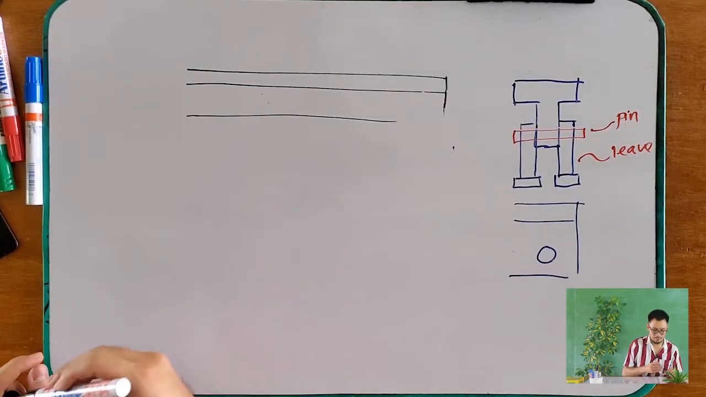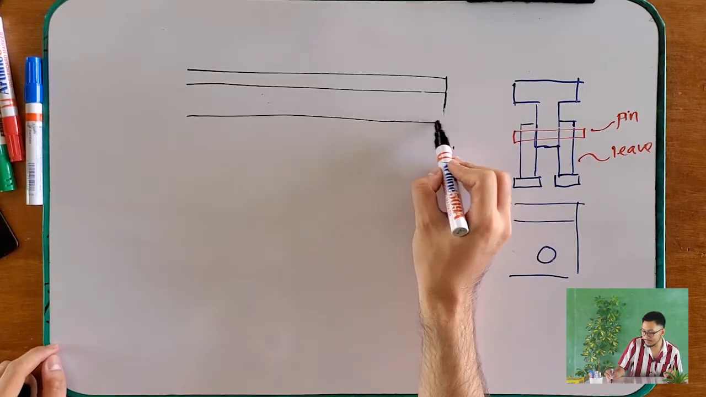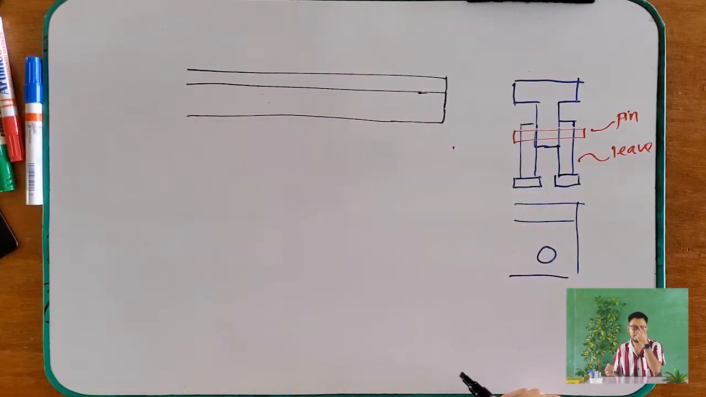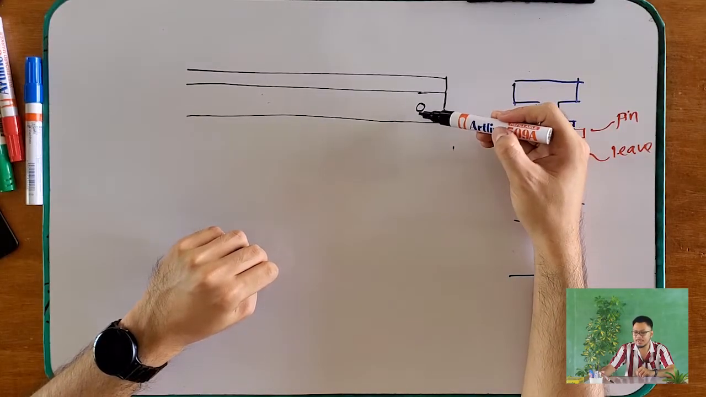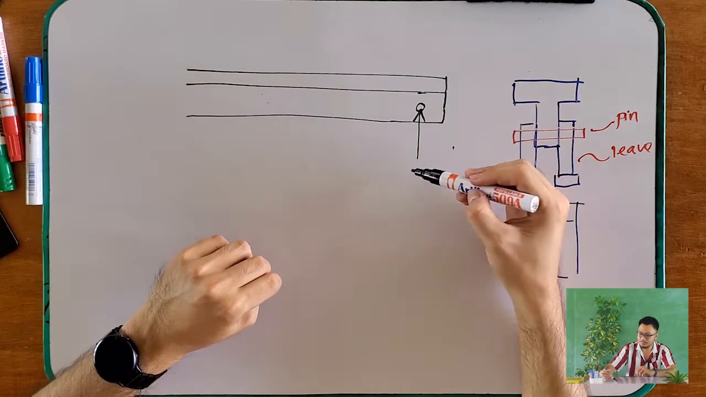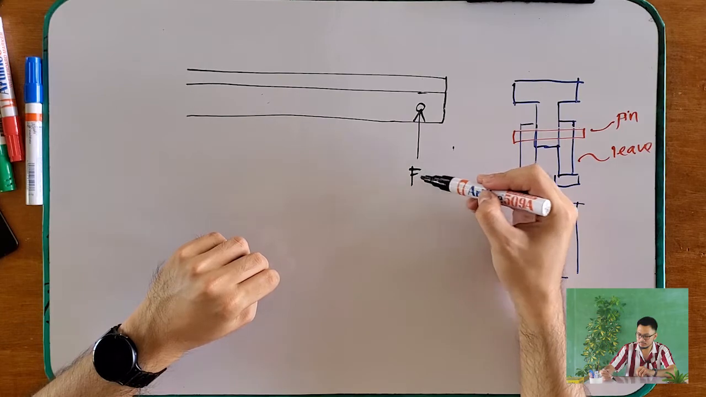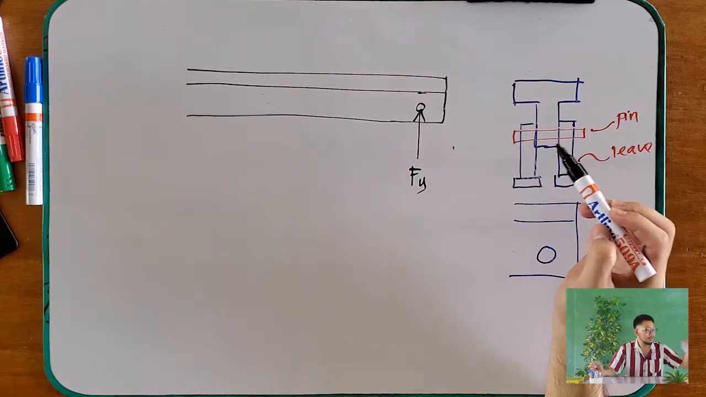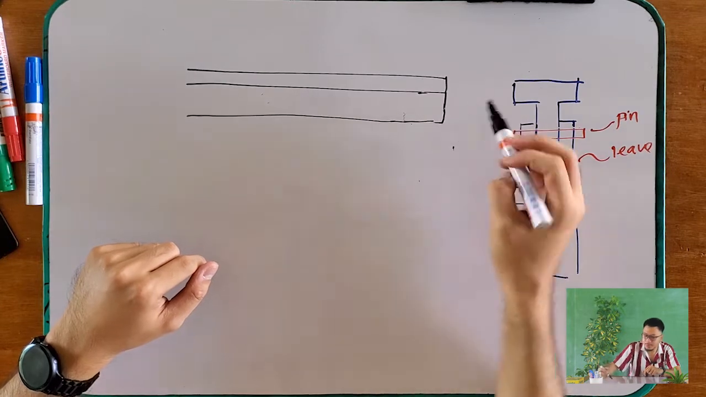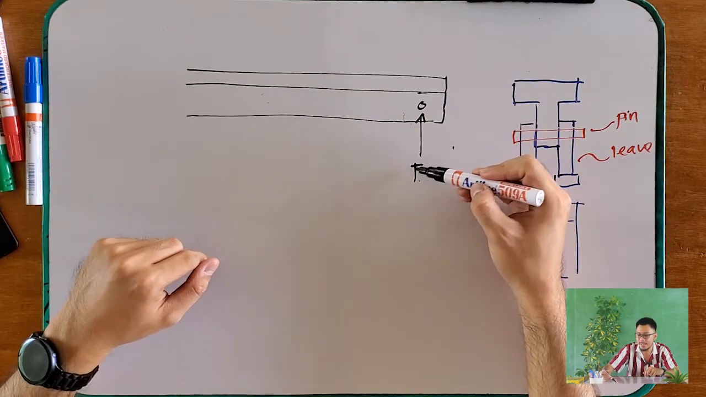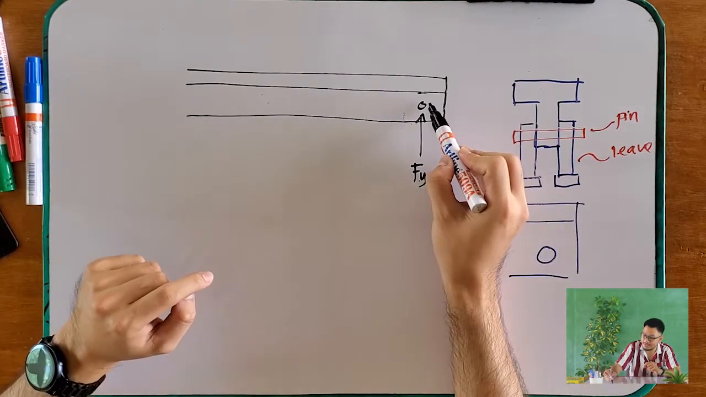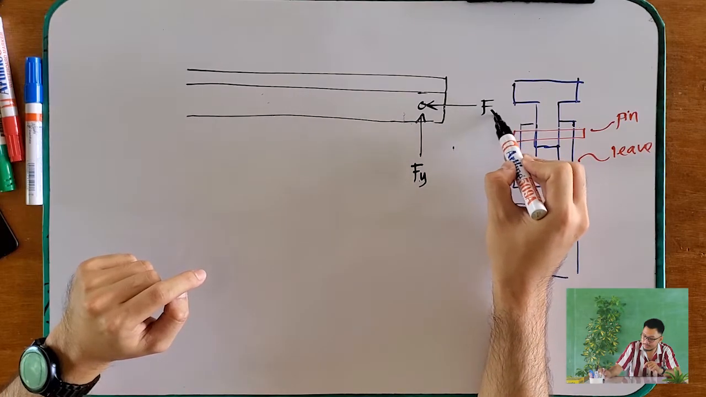So, we remove our pin so that we can isolate our beam. So what does our pin support restrict? Again, this one restricts your y component, your Fy, and this one also restricts your x component.